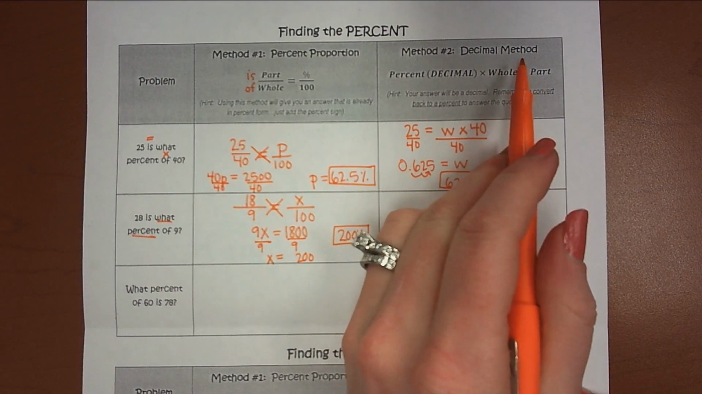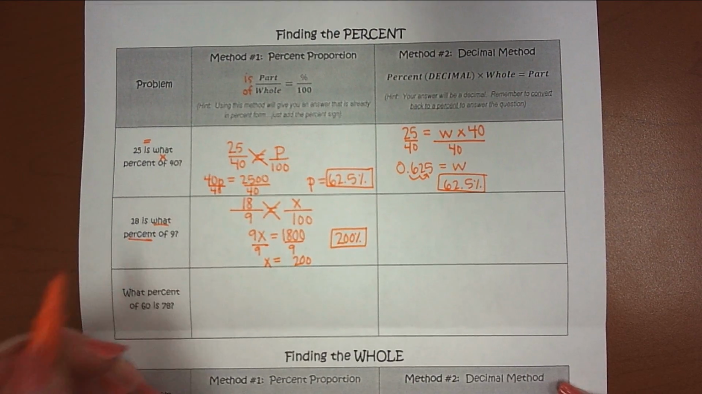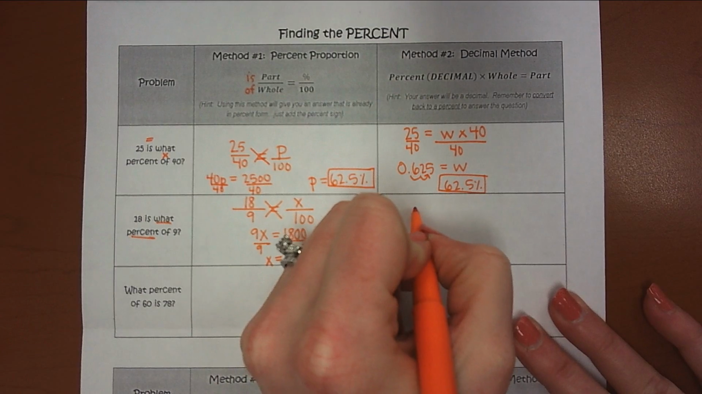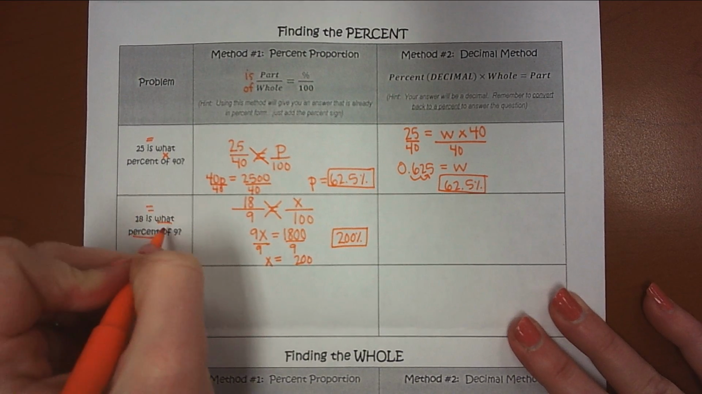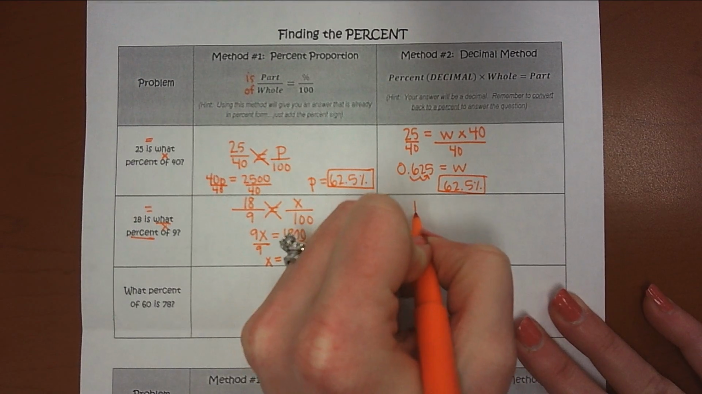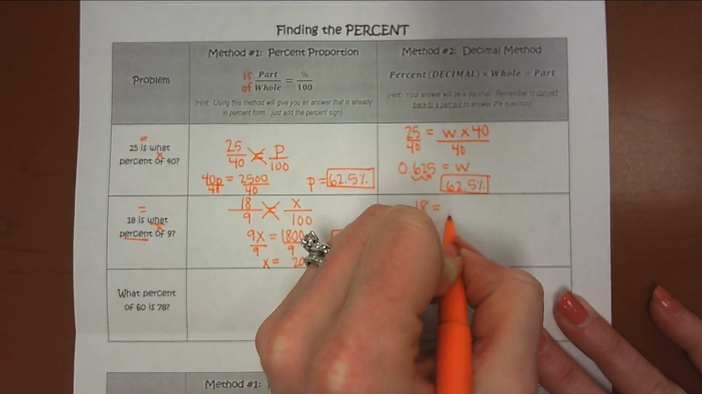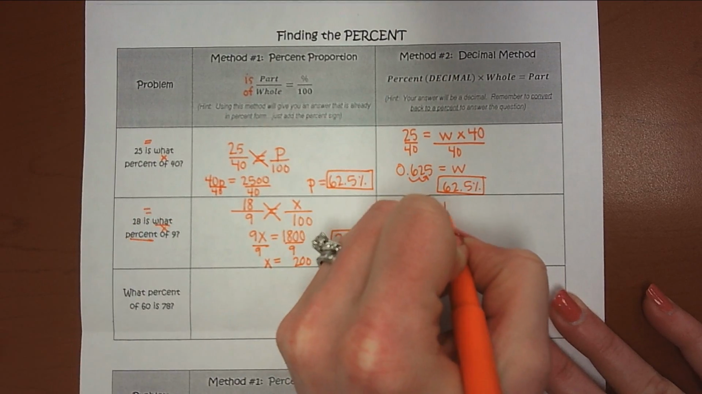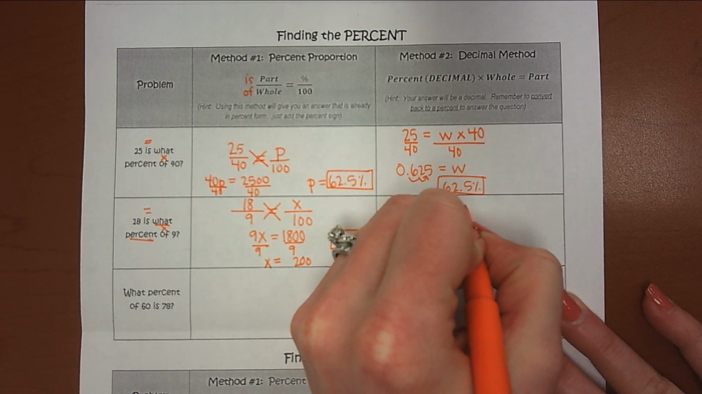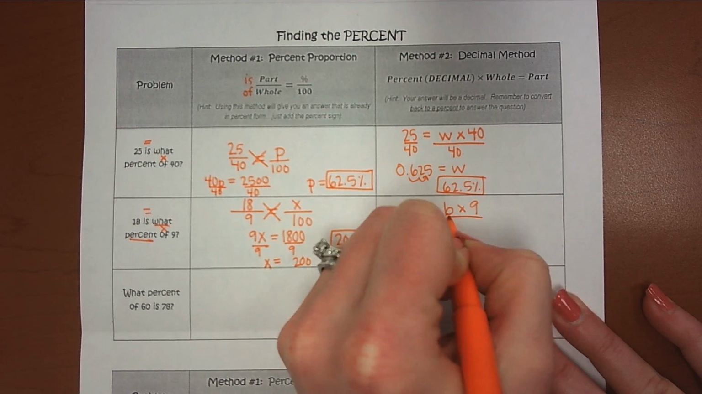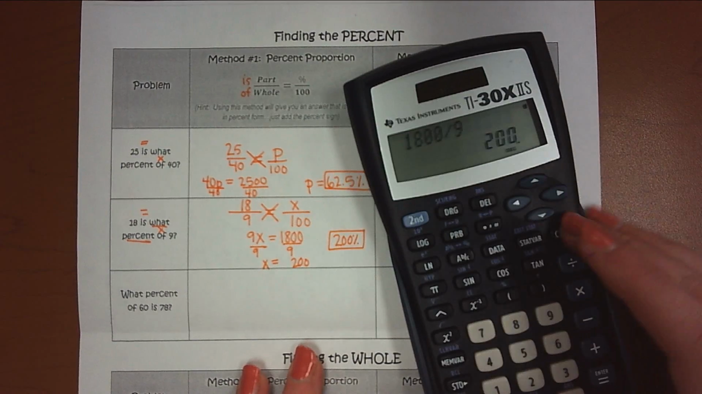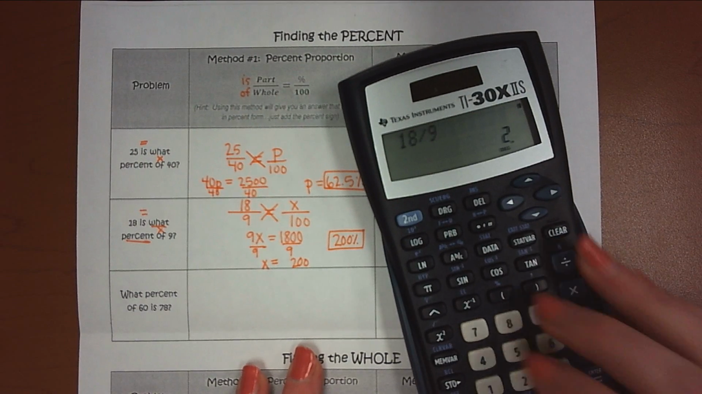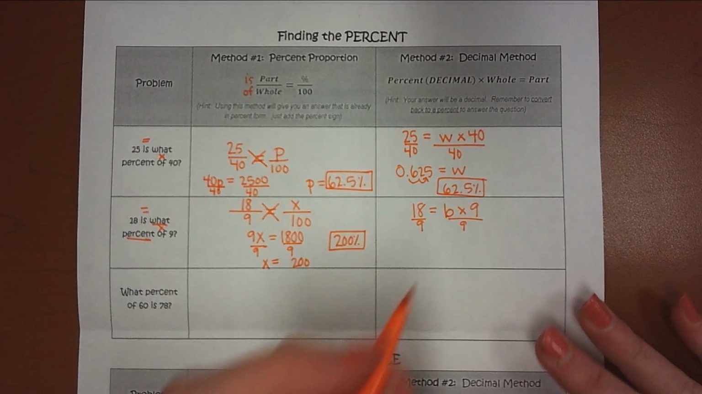We also have the decimal method, which says our percent we don't know. So we can say 18 means equals what percent of 9? 18 equals what percent we don't know. Let's use b as a variable, times 9. The inverse of multiplying by 9 is dividing by 9, and so I have to do that on both sides. And 18 divided by 9 we should recognize as 2.